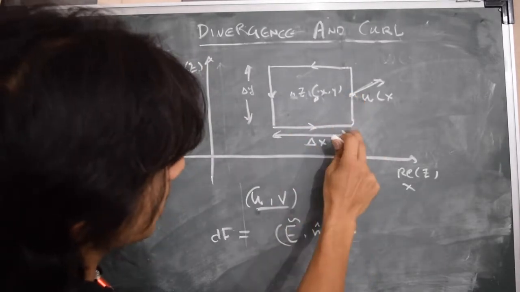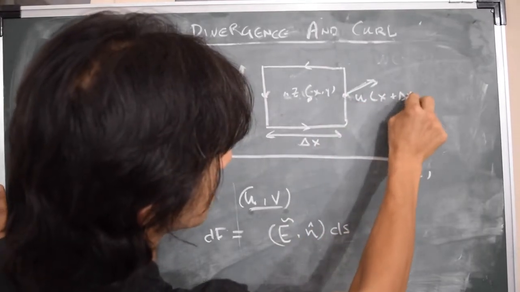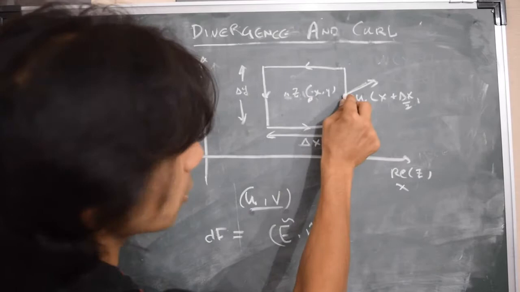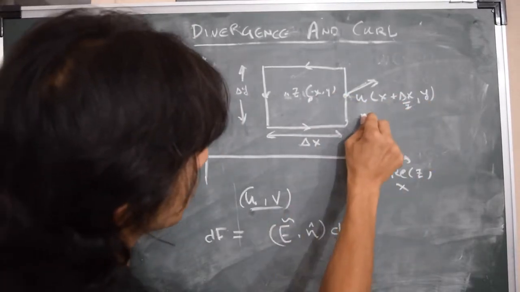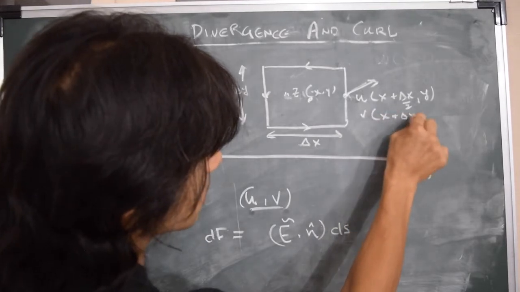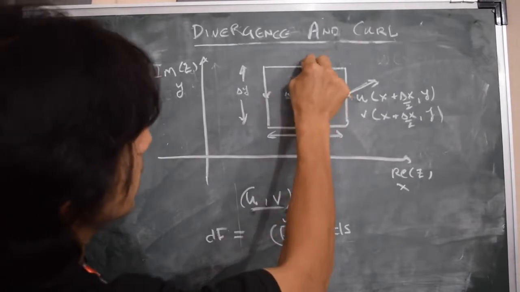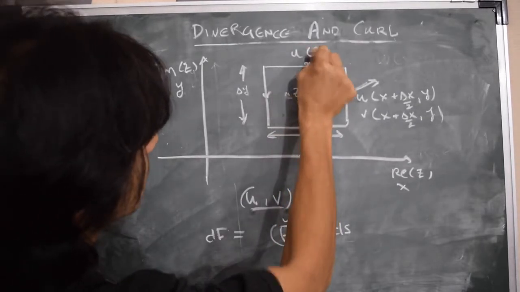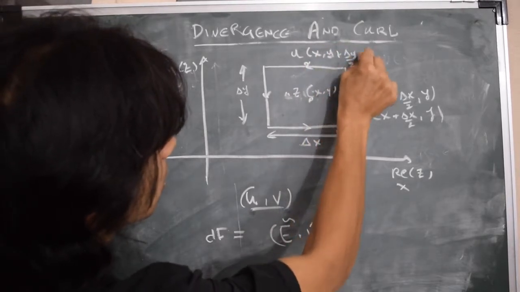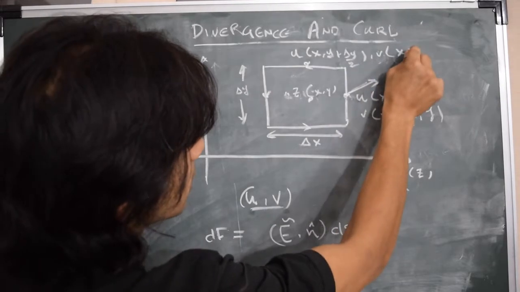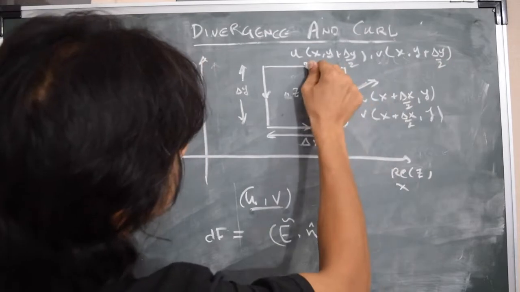So if the length of the segment is delta x, we are stepping half a unit to the right. So we are evaluating this at x plus delta x by 2 comma y, whereas the y coordinate of this point remains the same as this, so comma y. And the v component of the vector field likewise is at x plus delta x by 2 comma y. Okay, so likewise here the u component is being evaluated at x comma y plus delta y by 2, and likewise the v component is being evaluated at x comma y plus delta y by 2, and the vector field might be something like this.